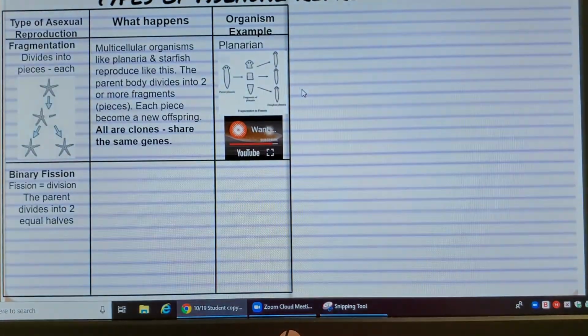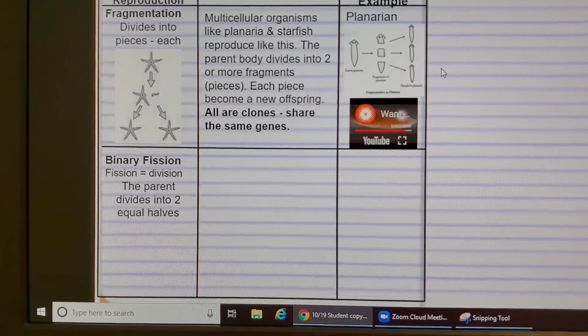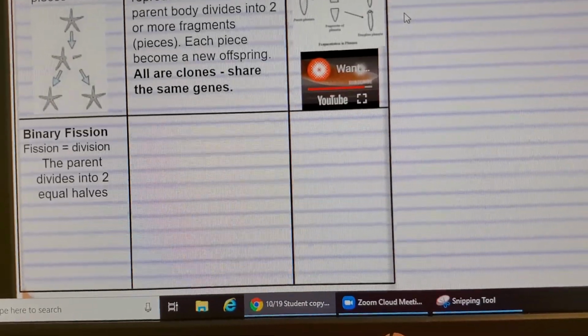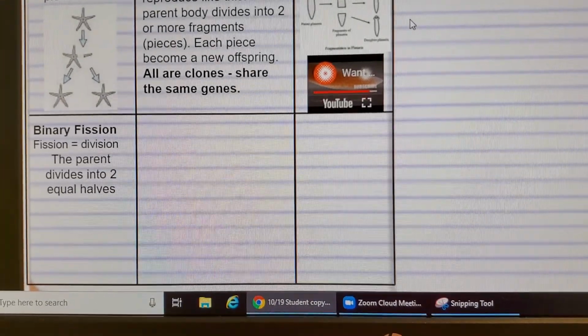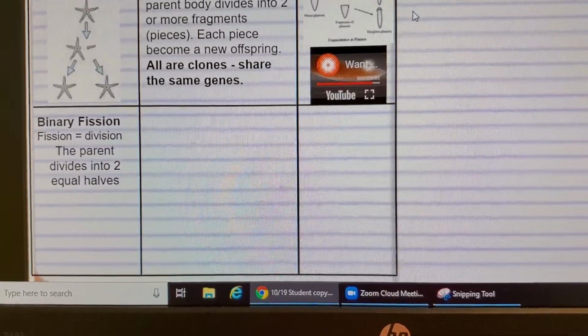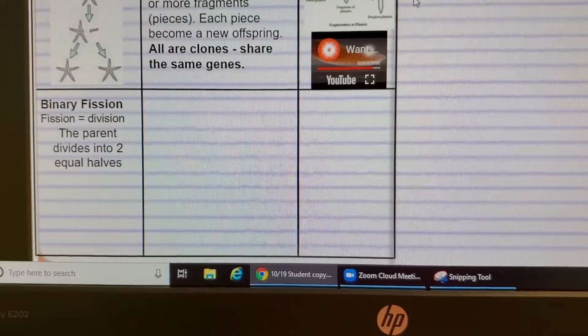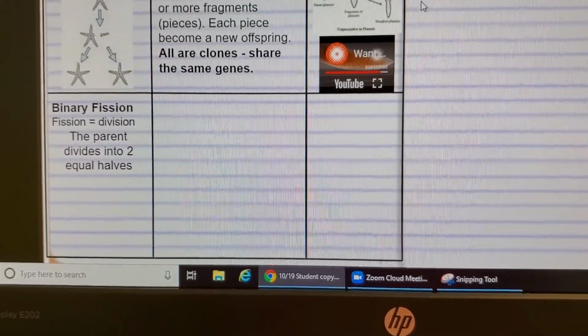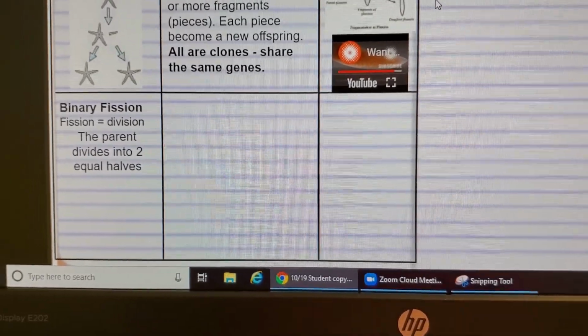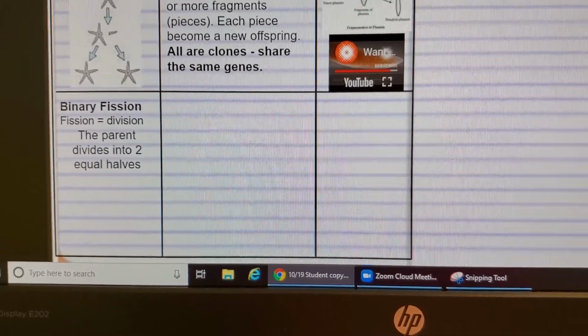And let's get back to our notes. The second type of asexual reproduction we're going to look at today is called binary fission. Fission means division. The parent divides into 2 equal halves. So of course, each half is going to become a new organism.